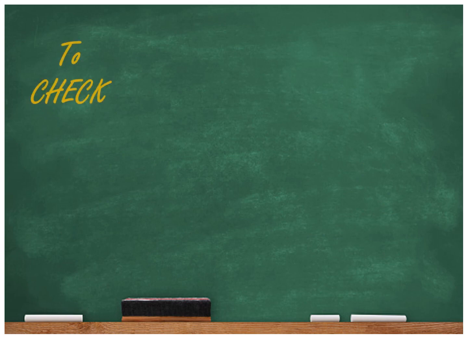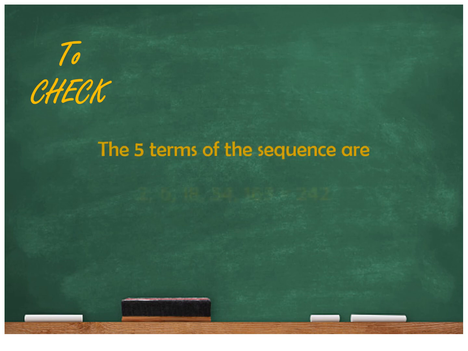To check, or to look back, the 5 terms of the sequence are 2, 6, 18, 54, and 162. If we add up all these numbers, that is 242.